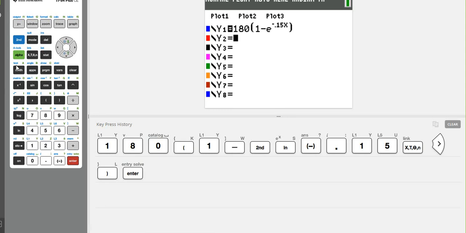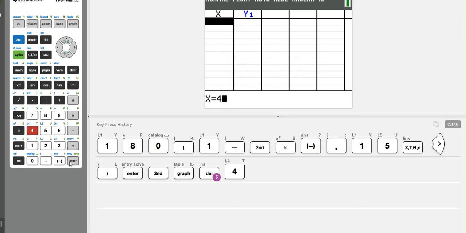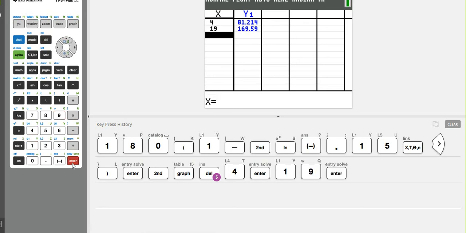Now I'm going to assume that we have our table set up correct, so let's just jump over here to table and find a couple values. Wanted to find the velocity after 4 seconds, 81 miles an hour. After 19 seconds, 169 miles an hour. Okay, so that's 2 of those questions. Now I think they want you to round this to the nearest tenth, so I'll call that 81.2.